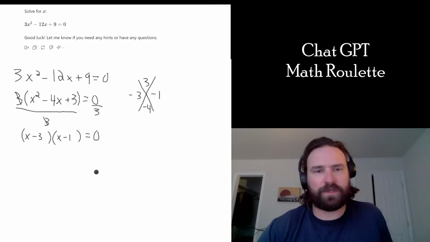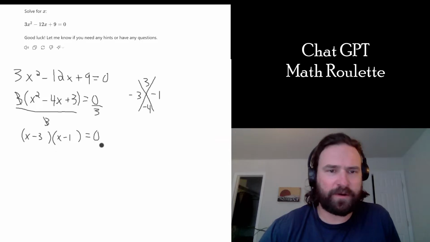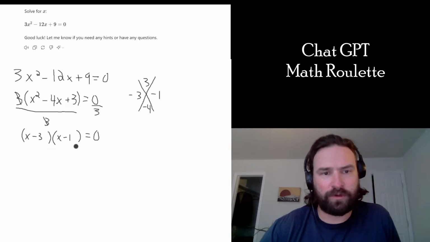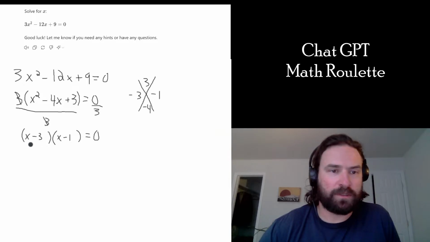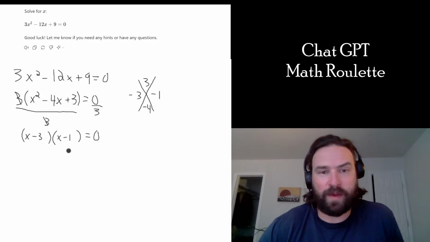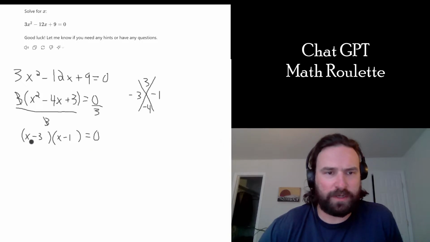This makes it easier to solve this equation because we have two things that are multiplying together that equal 0. If either one of these things equals 0, then the whole thing would equal 0, right? Because no matter what you multiply by 0, it's going to equal 0. So now we can set both of these little terms equal to 0 and solve our equations, and that should give us our answers.